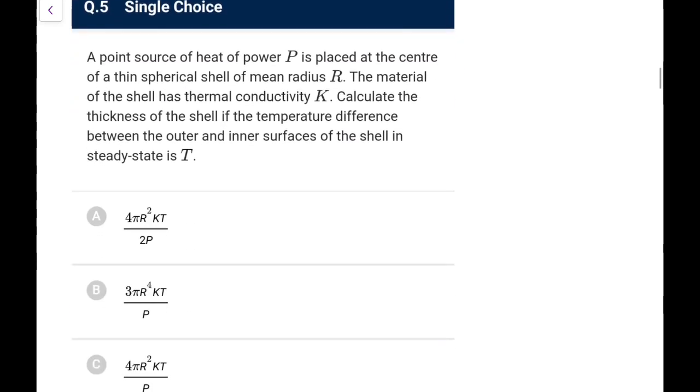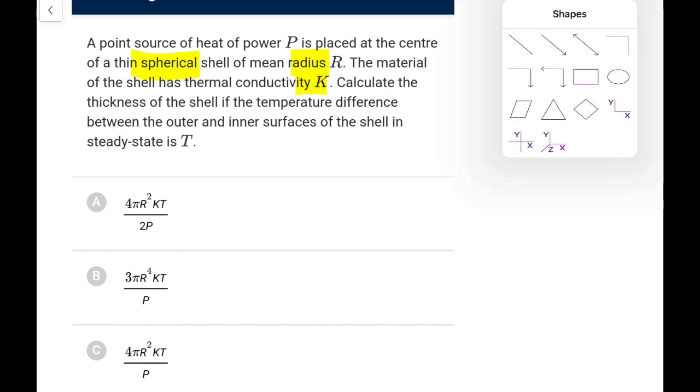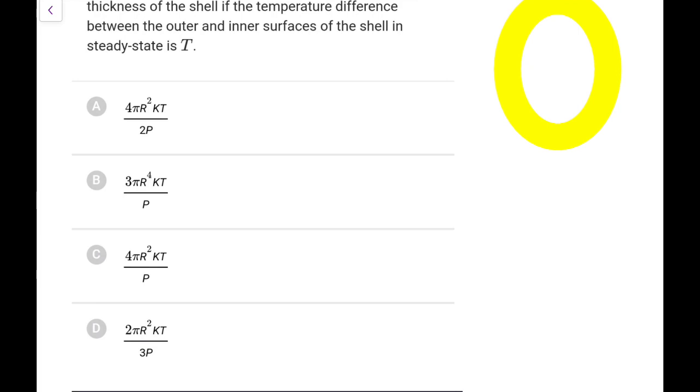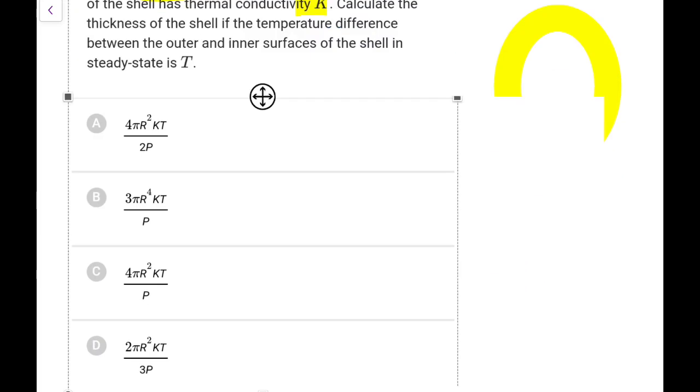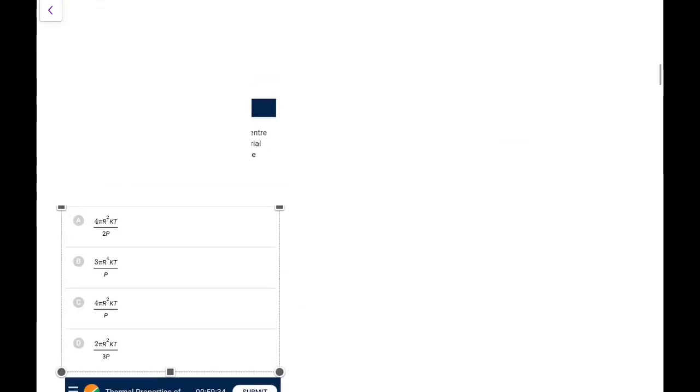Next one: you have a point source of heat of power P placed at the center of a thin spherical shell of mean radius R. Material has a conductivity K. Calculate the thickness of the shell if the temperature difference between the outer and the inner surface of the shell in a steady state is capital T. If you remember, or if you are very well aware of already how to do this, some people remember the formula, some don't remember because it is not usually asked in the examination.